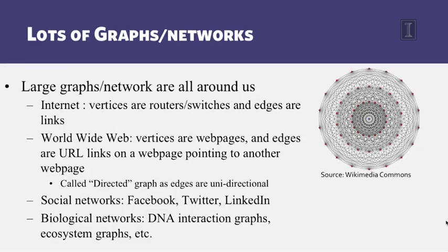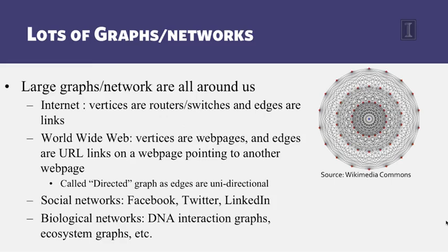So there are networks or graphs all around us. The internet, of course, is one of the largest networks that we use. The World Wide Web is a network where the vertices are web pages and the edges joining them are links that point from one web page to another. This is often called a directed graph as the edges are unidirectional.